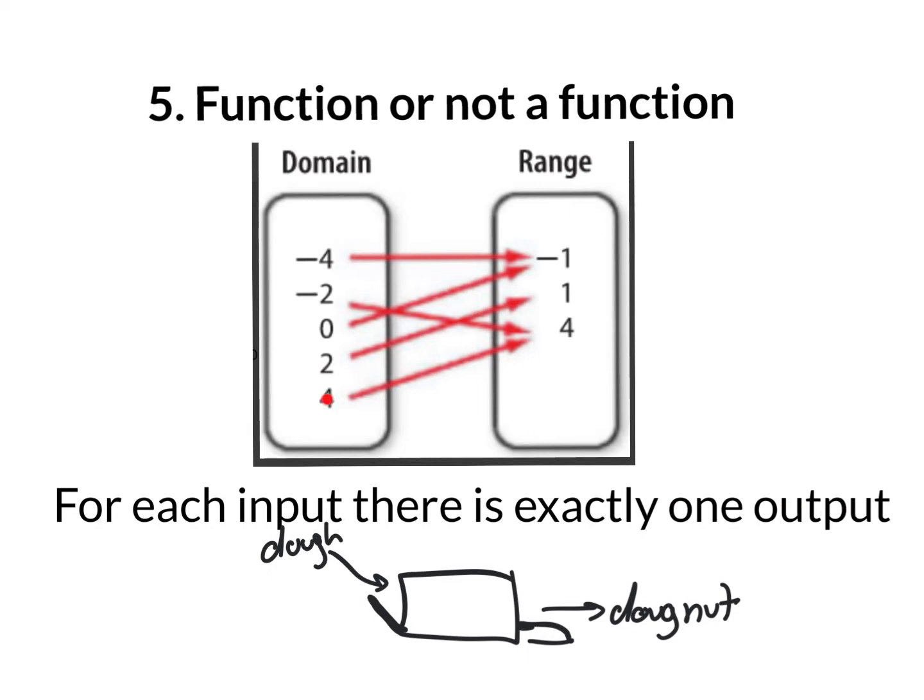As you could see, plug in a 4. Do you get out 2 different answers? No, you just get out one answer. Plug in a 2, you just get out one answer. Plug in a -2, just get out one answer. So this is a perfectly fine function, okay? So that is your answer here, function. Let's compare that to another one.